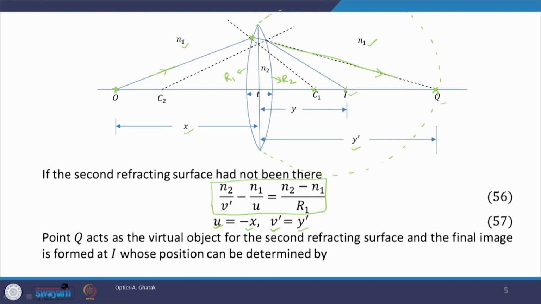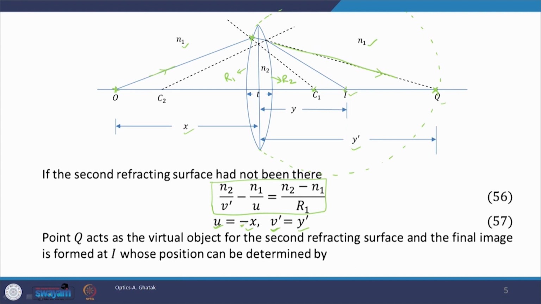Therefore, y prime, which is the distance of Q from the lens, we will replace with v prime. Since y prime is on the right hand side of the lens system, it is a positive distance, and x is on the left hand side of the lens, and therefore we call x negative. Yes, the negative sign is there before x.